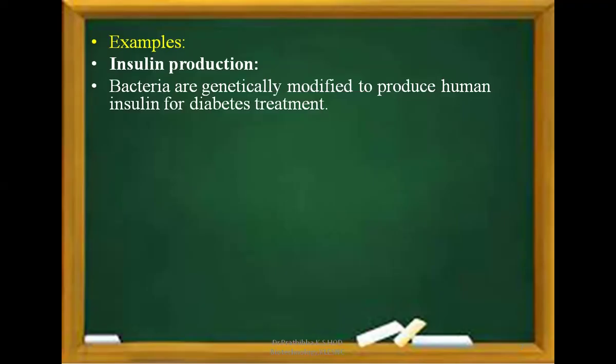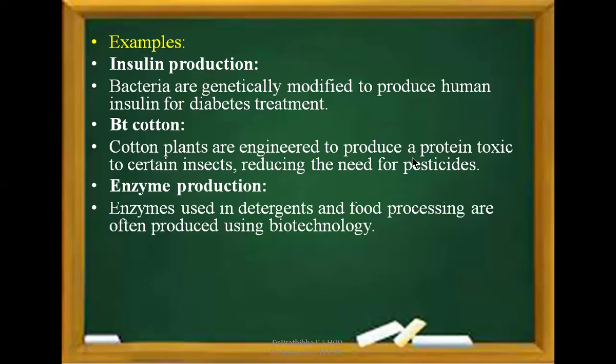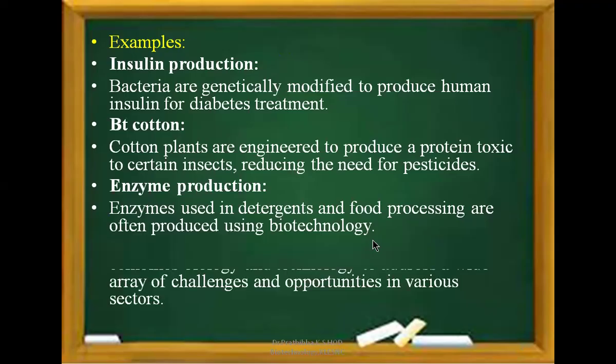Next, coming to examples like insulin production, that is recombinant insulin, which was produced using the bacteria E. coli. Bacteria are genetically modified to produce human insulin for diabetes treatment. Then coming to BT cotton, which is also an application of biotechnology. Cotton plants are engineered to produce protein toxic to certain insects, reducing the need for pesticides. Then enzyme production. Enzymes used in detergents and food processing are often produced using biotechnology.